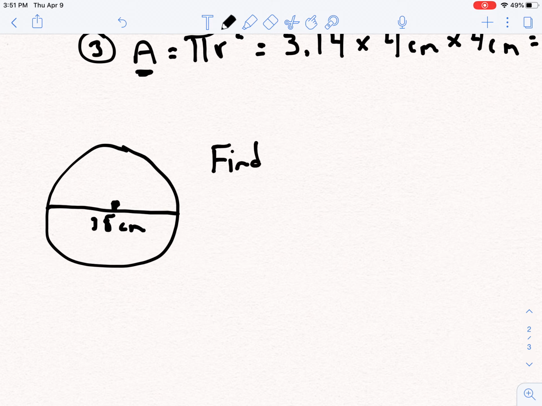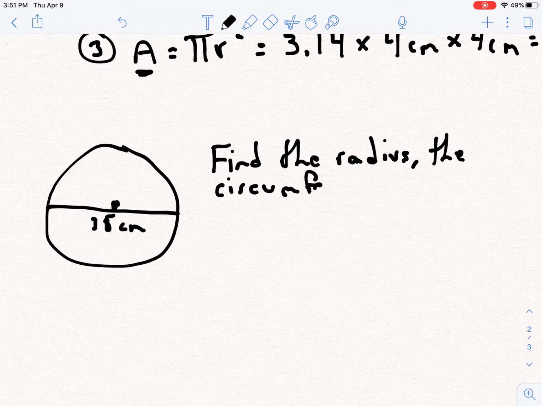Only this time I'll say find the radius, the circumference, and the area. So those are the things.